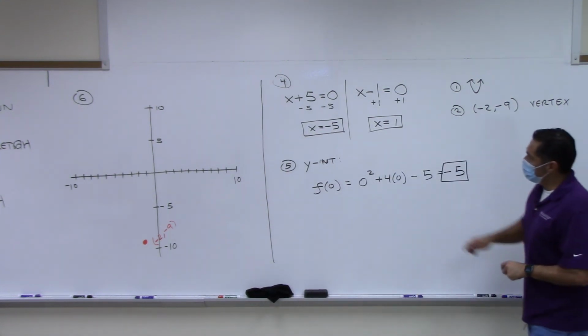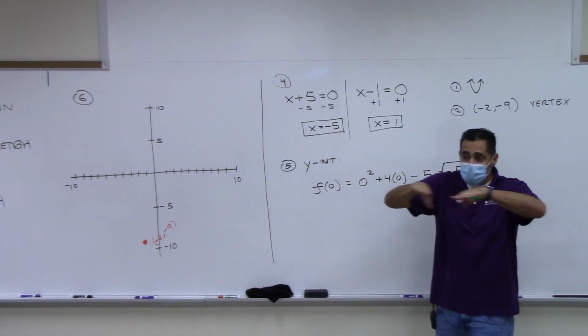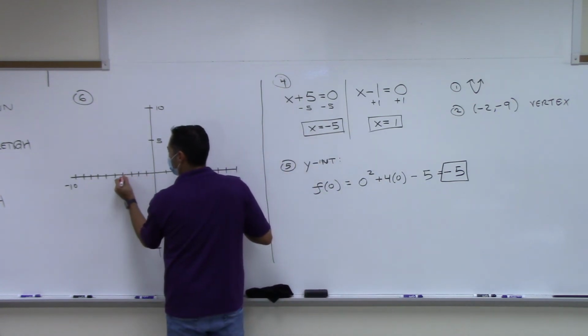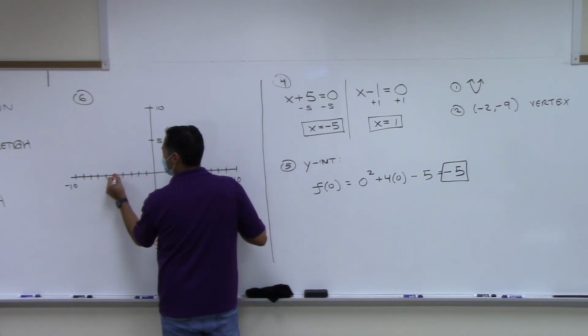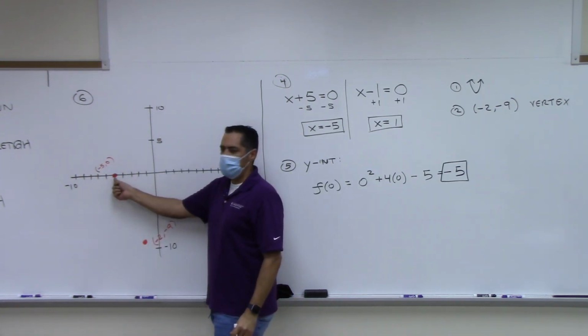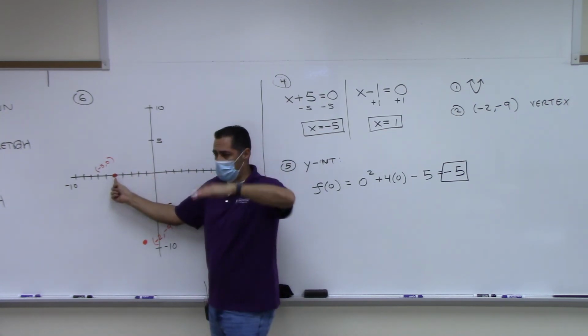The next thing I'm going to do is put the x-intercepts, negative 5 and 1. Those are x-intercepts. That's where I hit the x-axis. So negative 5, 1, 2, 3, 4, 5, right here. That is the point negative 5, 0. Remember, it's on the x-axis, so the y-coordinate is 0, isn't it? So to the left 5, don't go up or down.